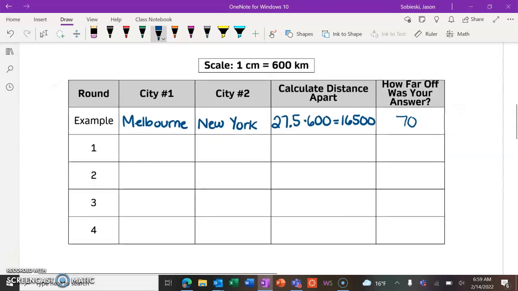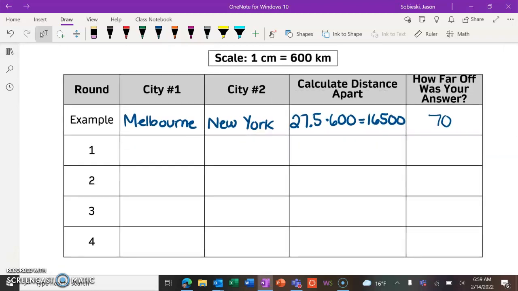So what we'll have you do is pause this video and try four more rounds of that. Make sure you jot down your cities, show me the work for how you're getting your distance, and then make a note of how far off your answer was.